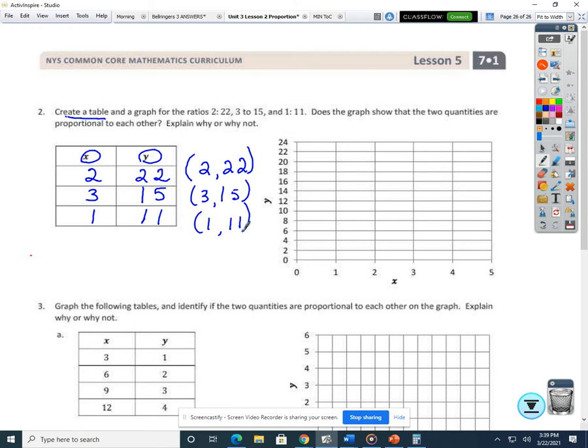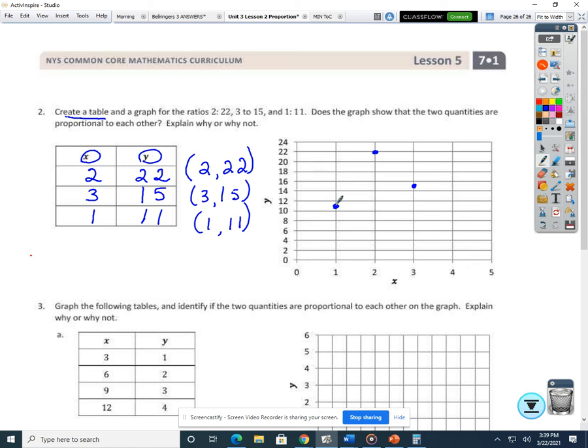Okay. So for my first one, my x value is 2, so I start at my origin. I come across to the 2. My y value is 22, so I come up to my 22 and draw in my dot. My second value of 3 for my x, I come across to 3, and my y is 15, and that is somewhere halfway between 14 and 16. And my final value, my x is 1, and my y is 11. So again, in between two values, 10 and 12.